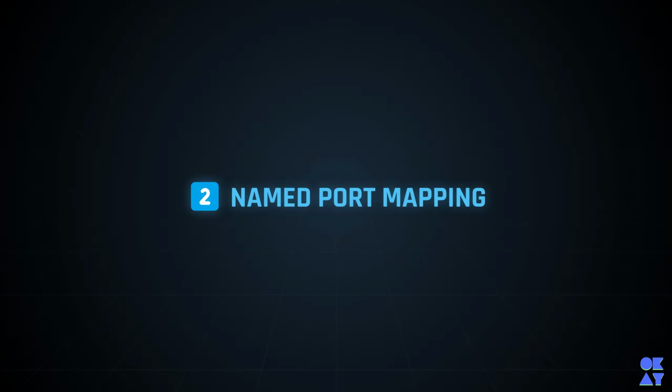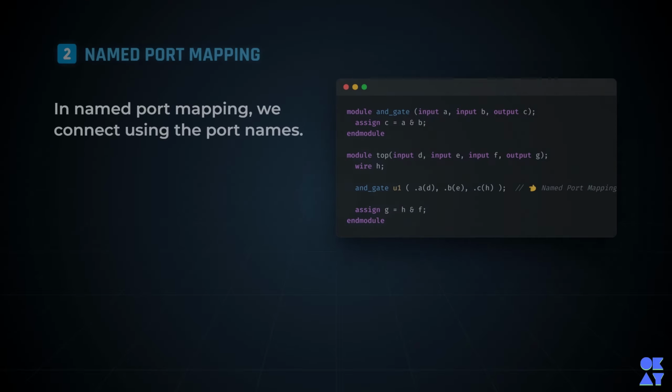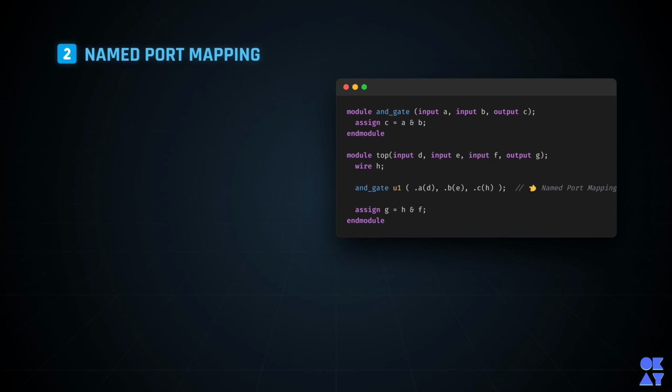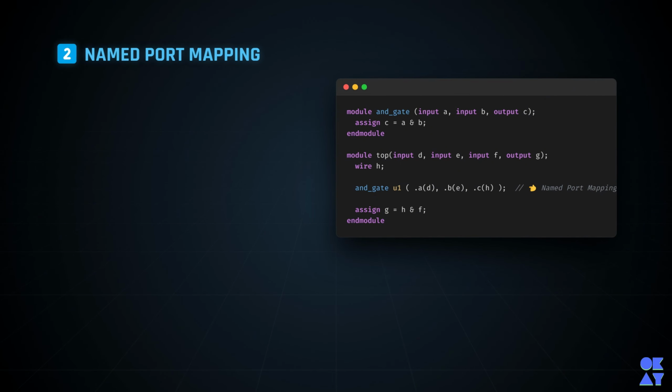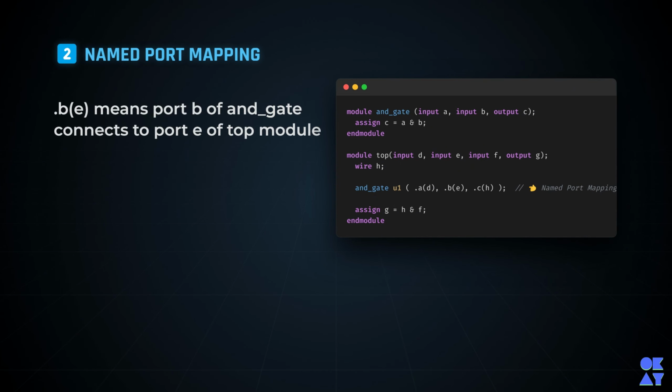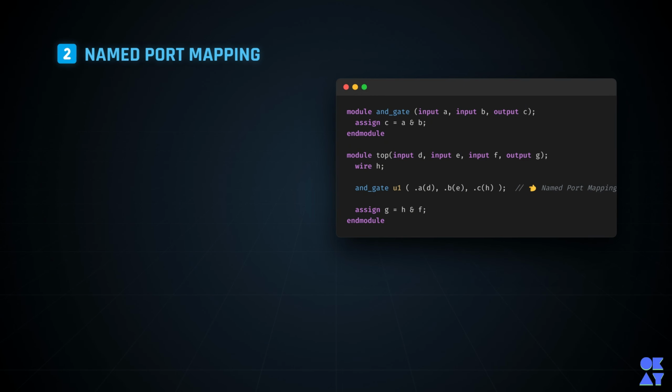2. Named port mapping. In named port mapping, we connect using the port names. Here, port A of the AND gate connects to port D of the top module. Port B of the AND gate connects to port E of the top module. Port C of the AND gate connects to wire H of the top module.